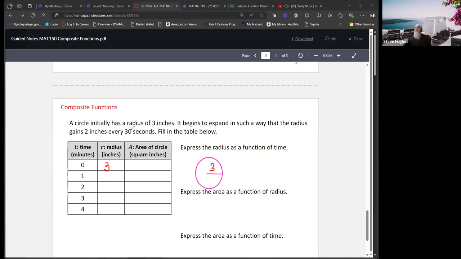You tell me. Every 30 seconds it grows 2 inches. So in 1 minute it's grown twice, right? So 2 times 2 plus 3, which is 7, correct. All right. What will the next one be? See if you guys can fill out the table the rest of the way.